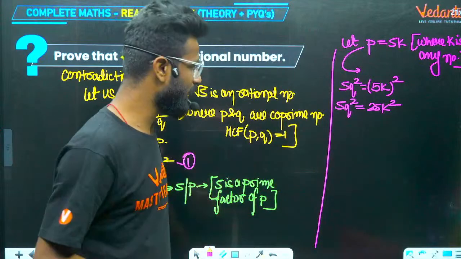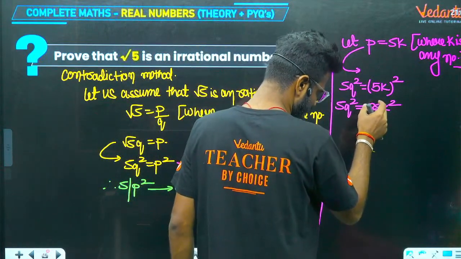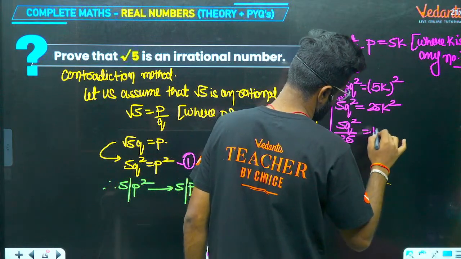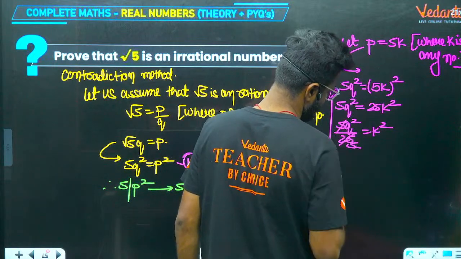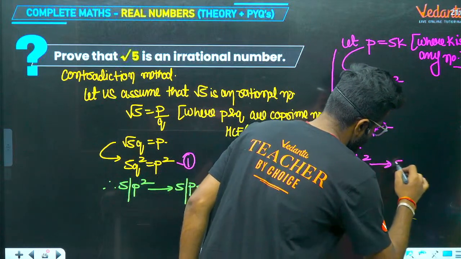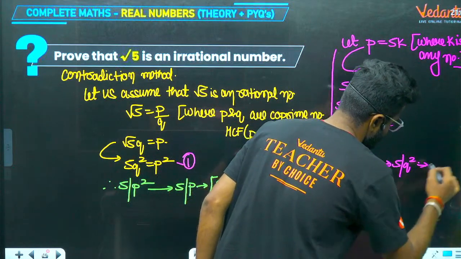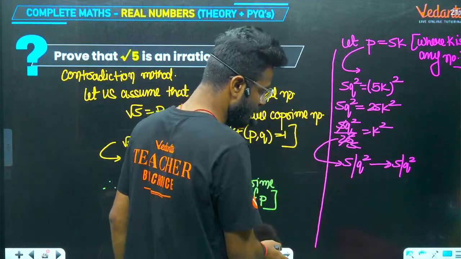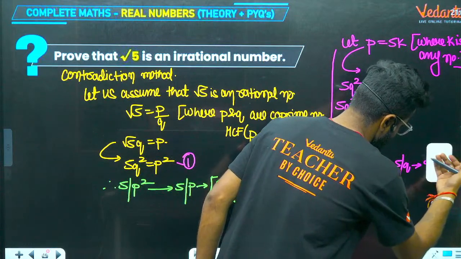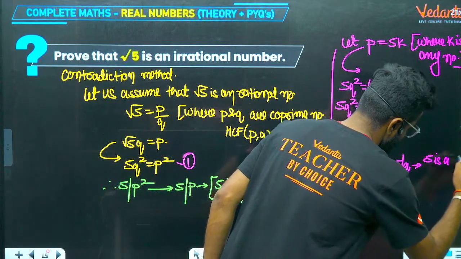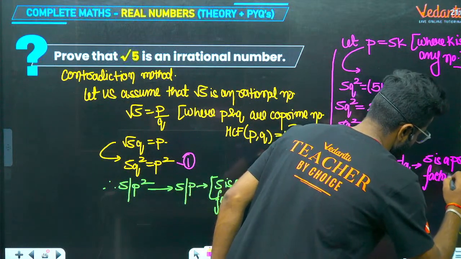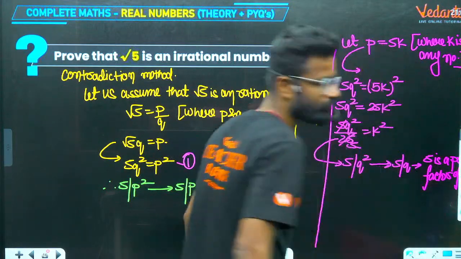Here simply you can see that if we cancel out the 5 here, 5 5s are 25. Here we can see that 5 divides Q square, so 5 also divides Q. It means that 5 is a common factor of Q. 5 is a prime factor of Q.